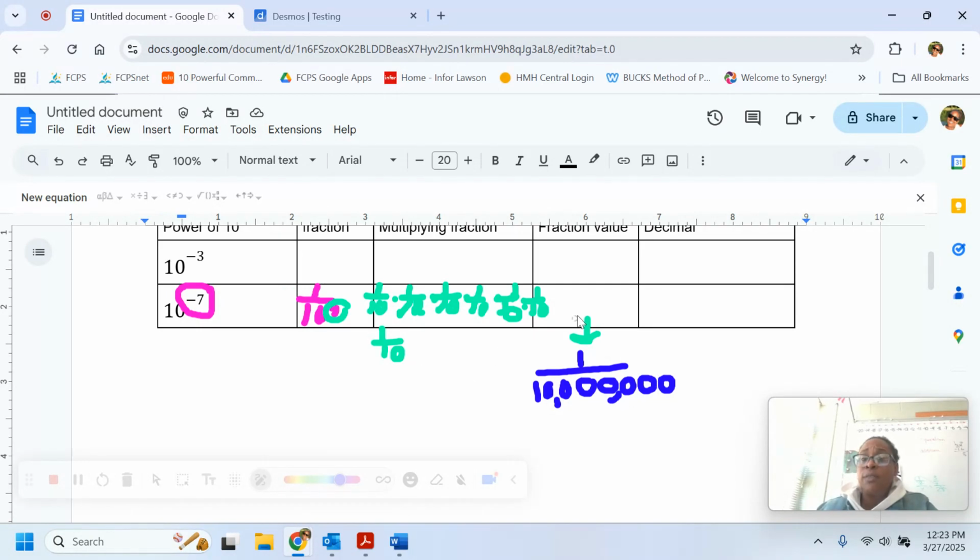Okay, so this matches. Now let's do the decimal. How many places after the decimal do we need? 7. Okay, so we're going to put our 0, and then we're going to count.